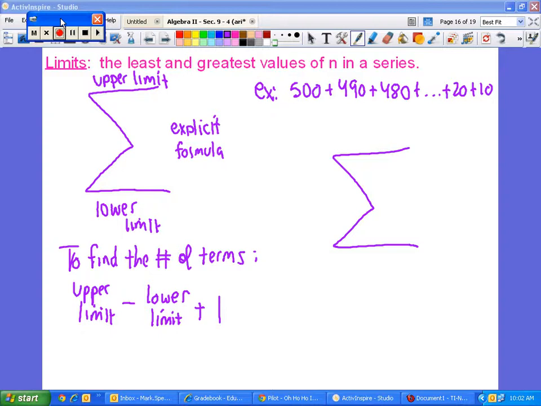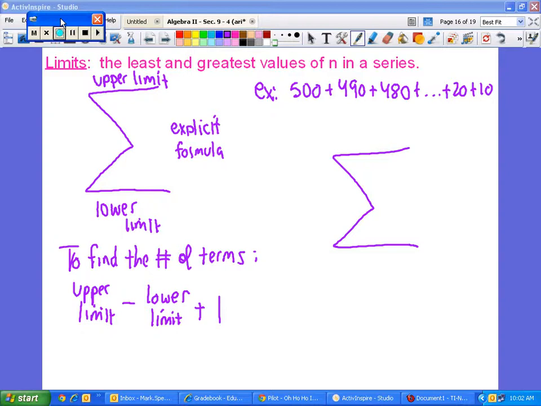We'll get to this in a second, although it's pretty obvious what it says. The number of terms is the upper limit minus the lower limit plus 1. Now here I have an example. Wait, so is this if you try to graph the explicit formula? No, you're not graphing it. There's no graphing.